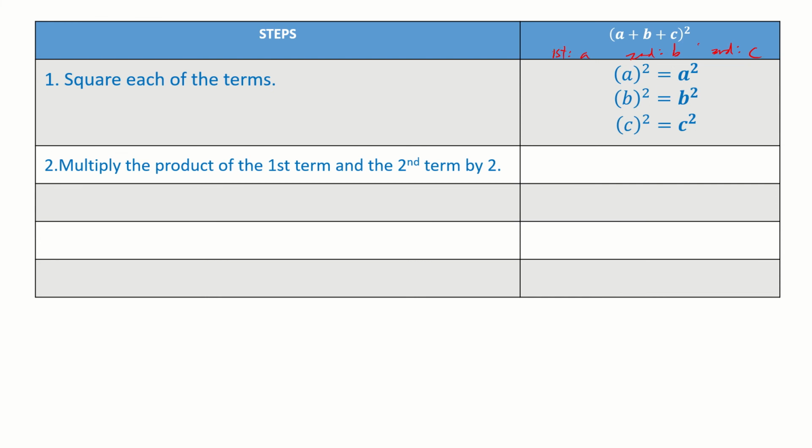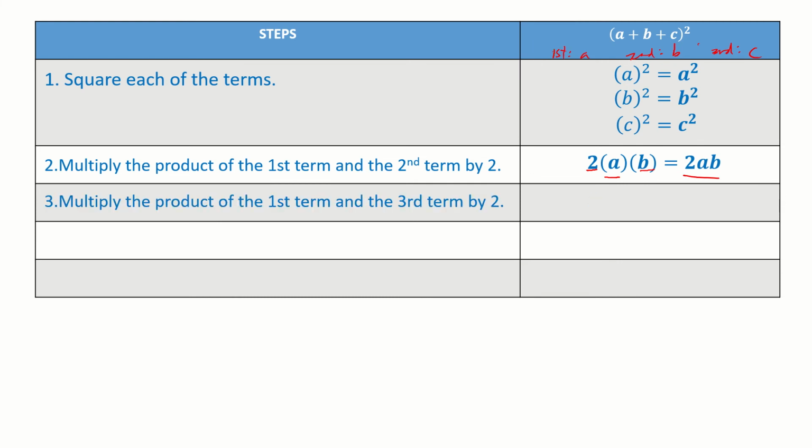Then, second step is to multiply the product of the first term and the second term by 2. So the 2 here is constant all the time, but the first term is A, second term is B. So 2 times A times B is 2AB. Third step is to multiply the product of the first term, but instead of multiplying the first to the second, we multiply it with the third term, and still we multiply it with 2. So that would mean 2 times A times C. So 2AC.